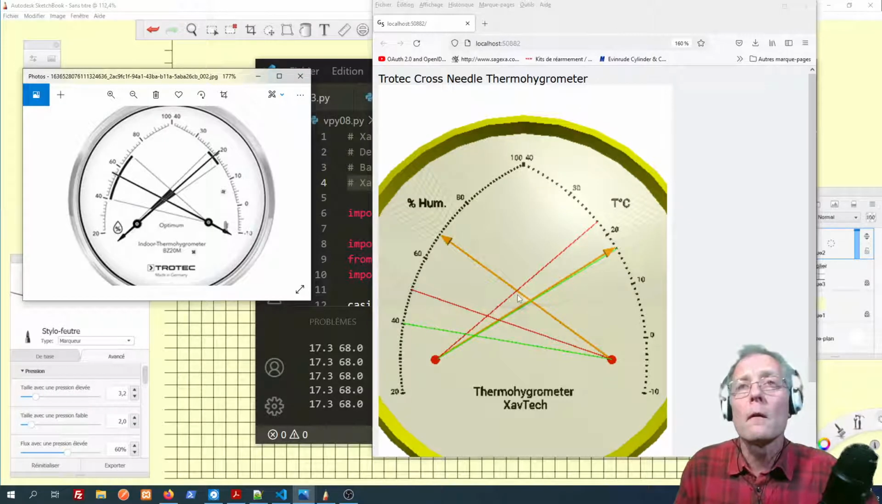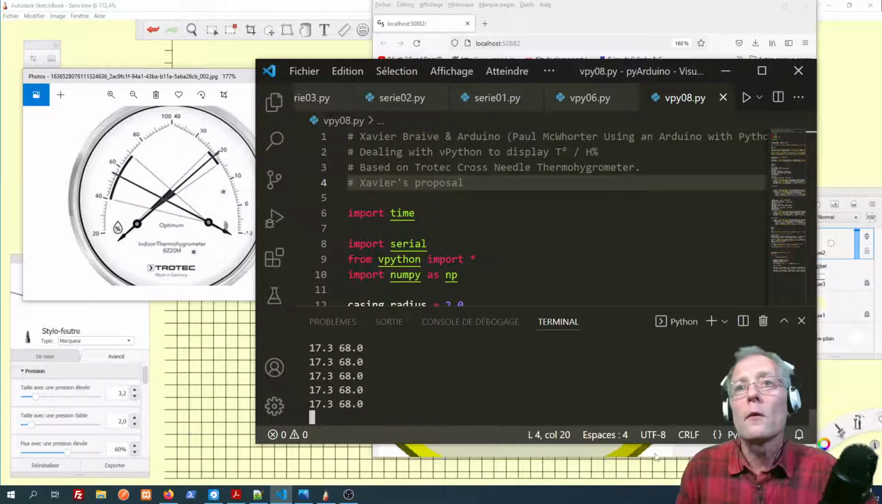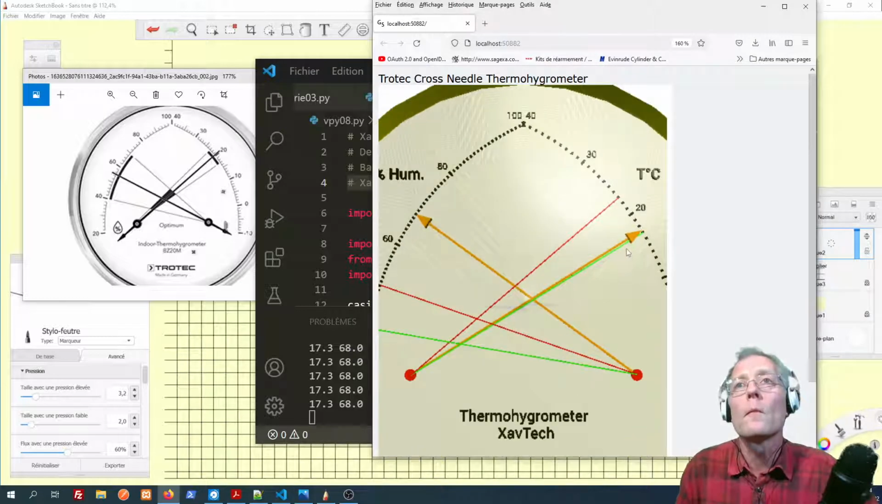You can see by yourself that I live in a quite humid place, so about 68%, and temperature is 17. You can see here the direct output from the Arduino, 17.3 and 68 for the humidity. So yes, it's consistent with the measures here.